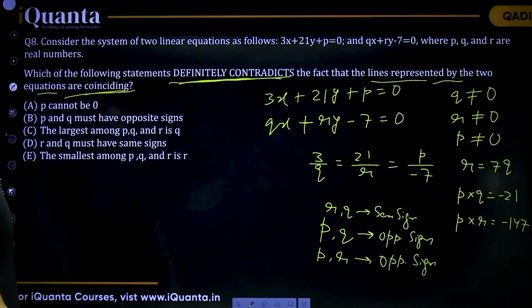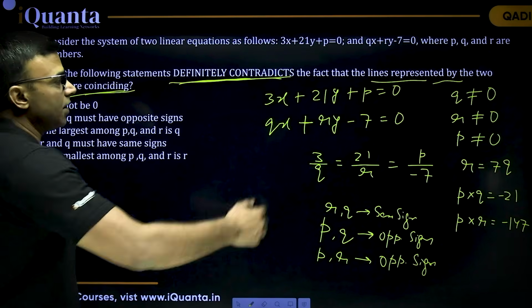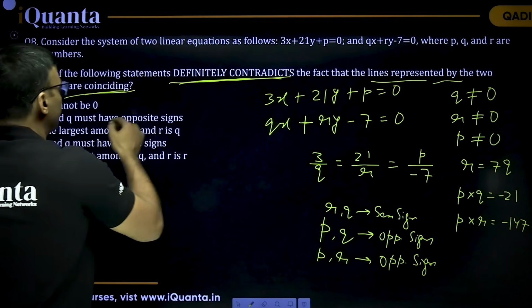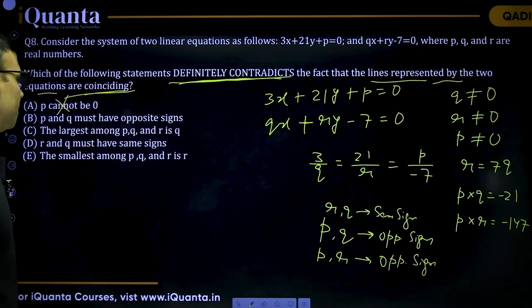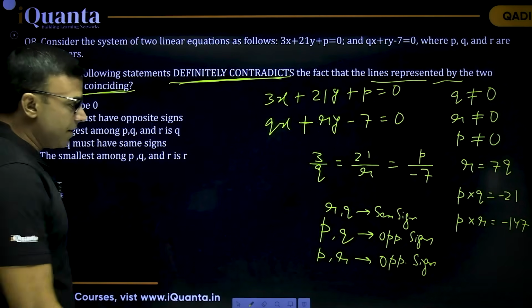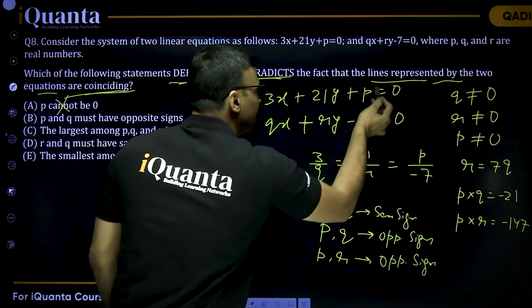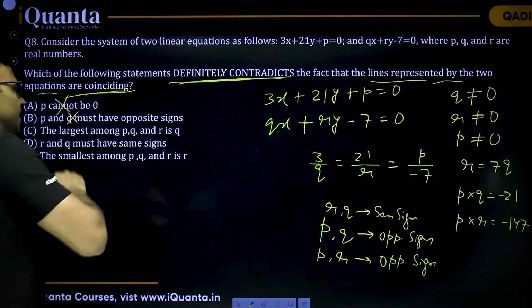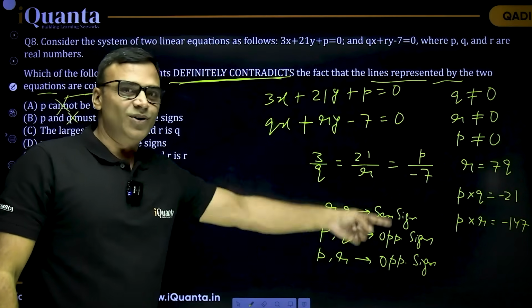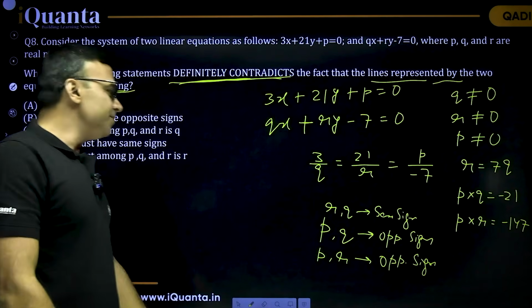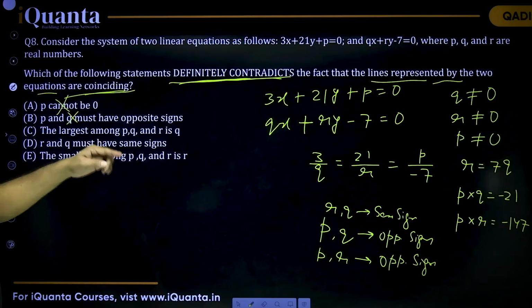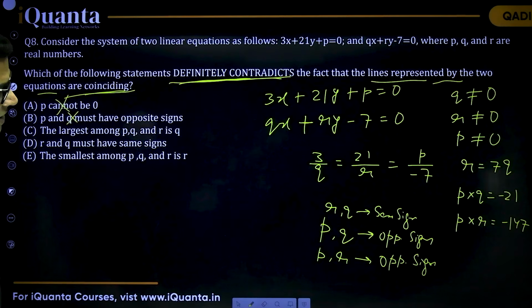So let's look at the options. P cannot be 0 is supporting. It will not contradict. So this cannot be the answer. P and Q must have opposite sign is supporting this, so this also will not be the answer. We want contradiction to all of this. All right. The largest among P, Q, R is Q. Let's try to understand this.